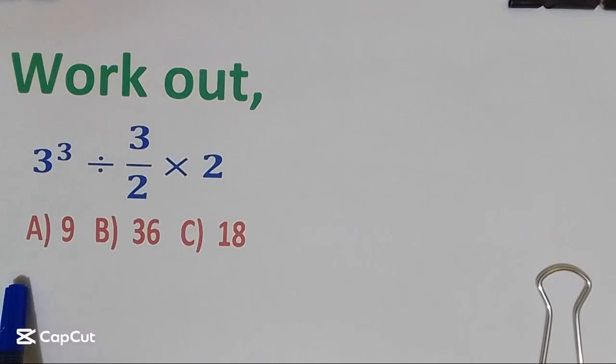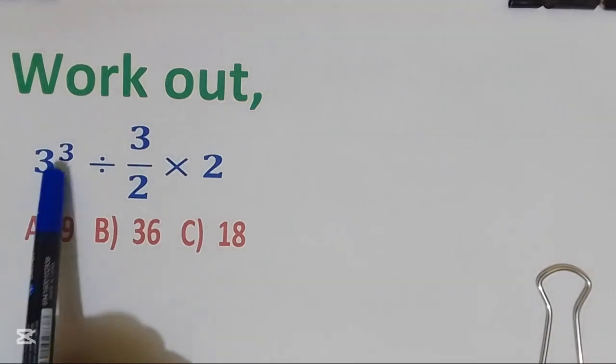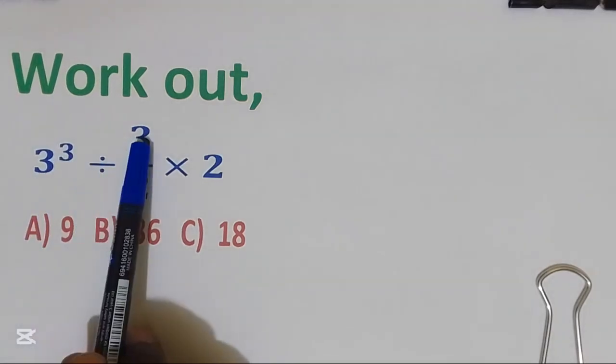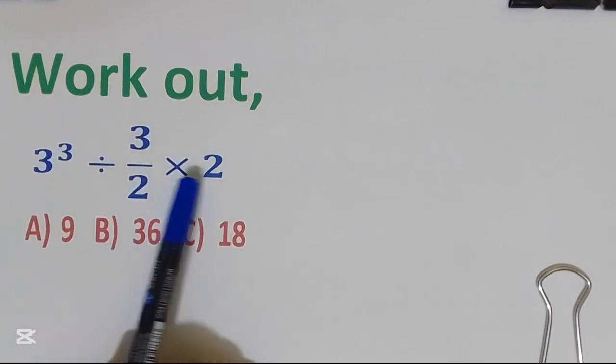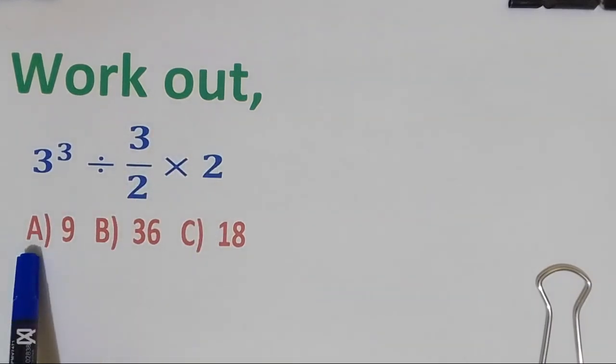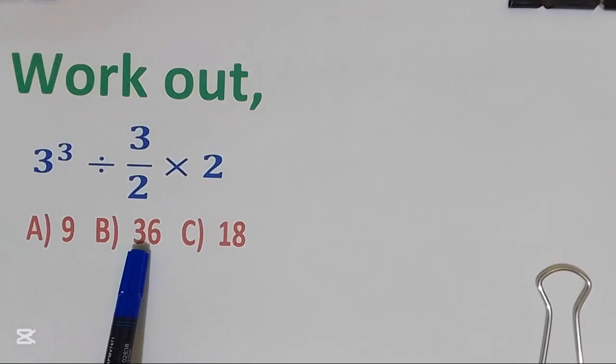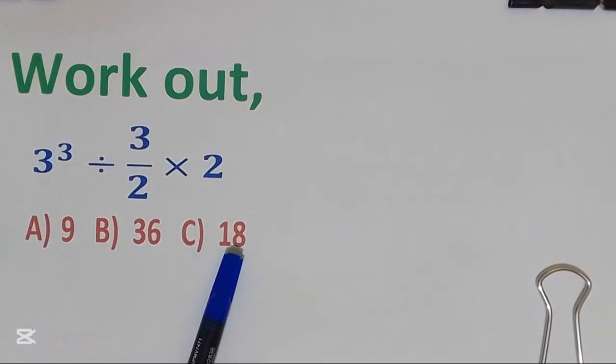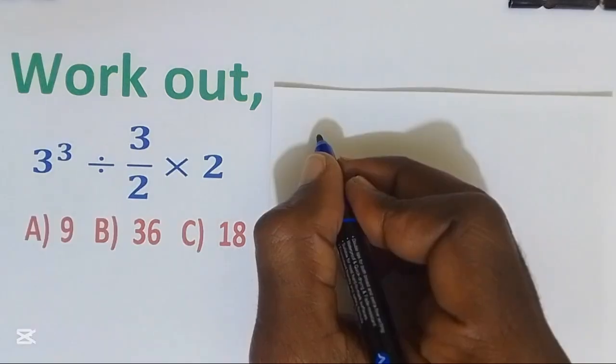Hi everyone, what is the answer of 3 over 3 divided by 3 over 2 multiplied by 2? Is it A, 9, B, 36, C, 18? First, let us see the common mistake that people used to do.